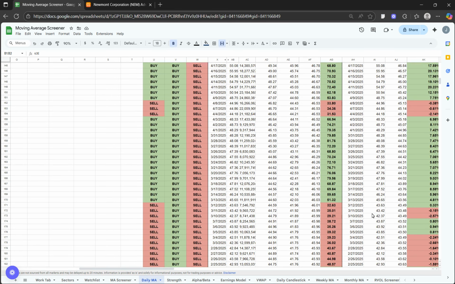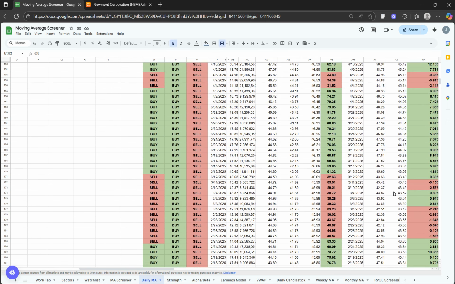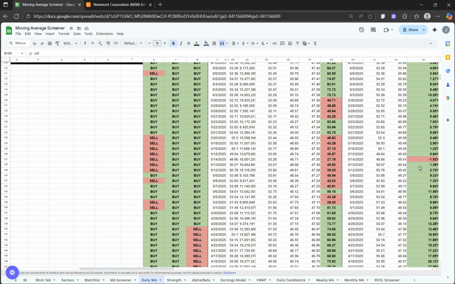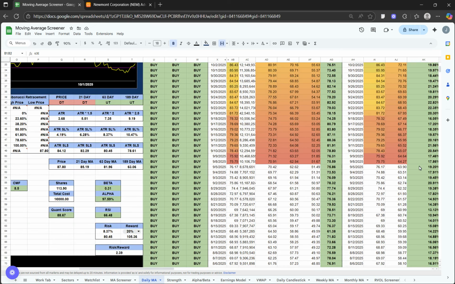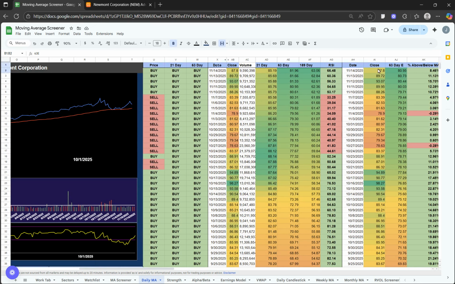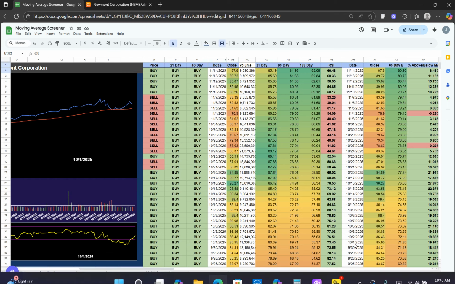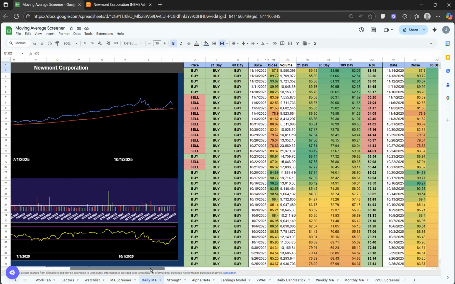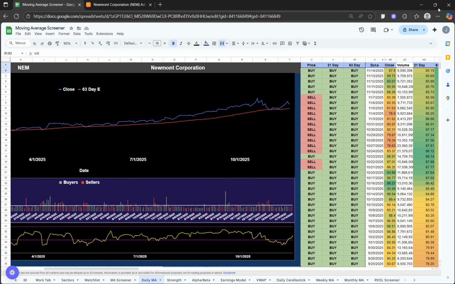And there's pullbacks, and you could add to it on those pullbacks if you wanted to, or you could just wait. But you shouldn't get stopped out on 3.5%, if you're buying it near that moving average and trading that moving average. And then you would have ridden this all the way up to, at one point, $98. So that's it for Newmont. That's a gold stock.